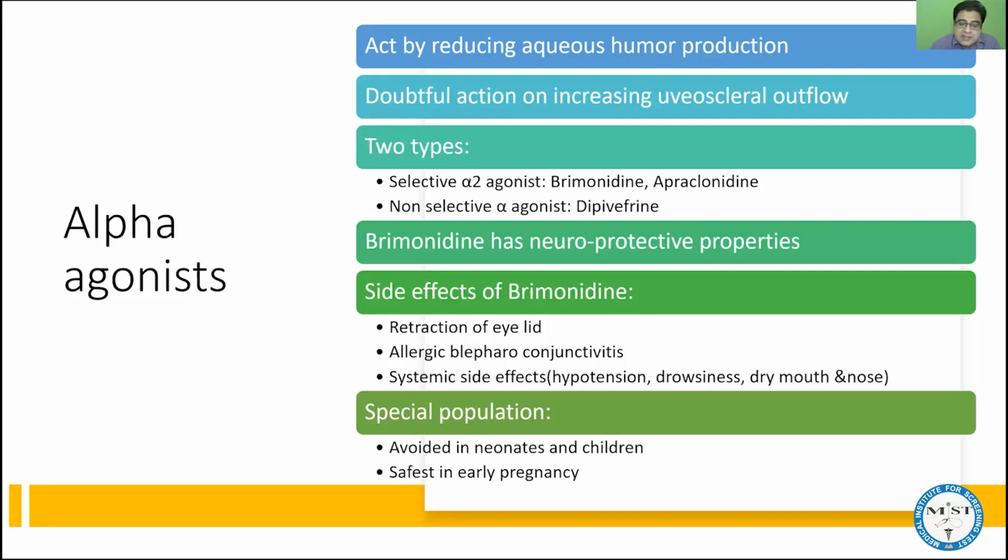Now, the selective alpha 2 agonists which we use for the treatment are brimonidine and apraclonidine. And there is a non-selective drug which we use less commonly nowadays. We call it dipivefrin, which is a prodrug of epinephrine. Now, out of these, brimonidine is important for your exam. The first most important MCQ is that brimonidine has neuroprotective properties.